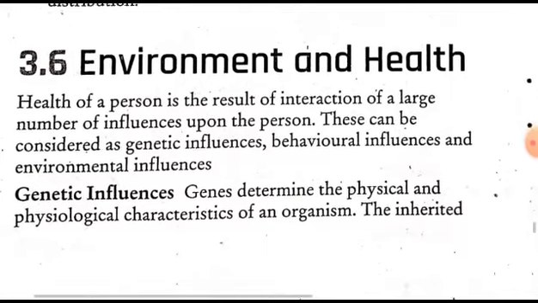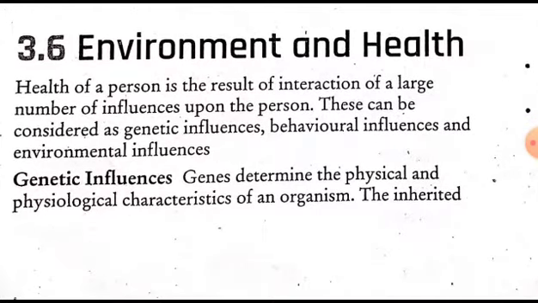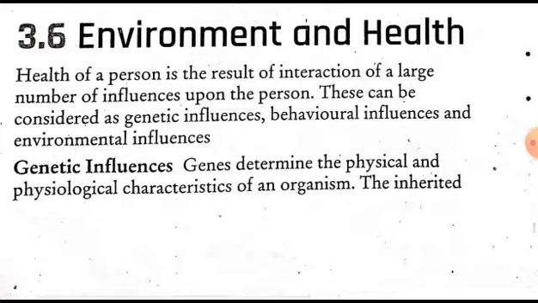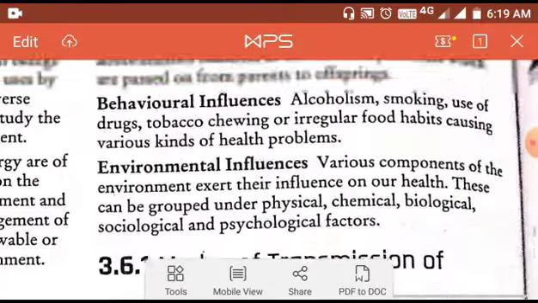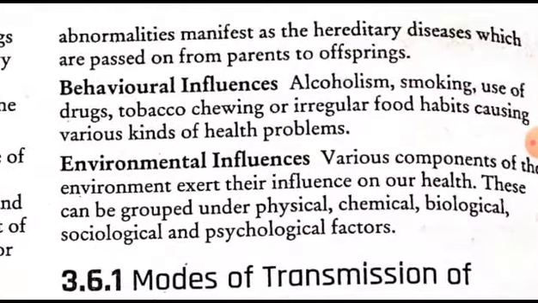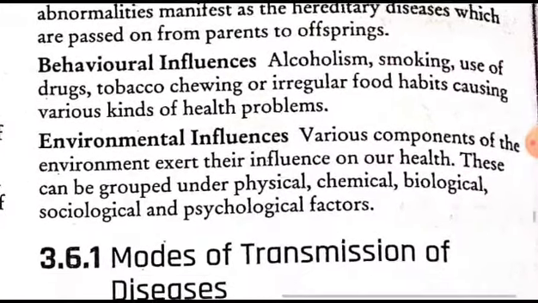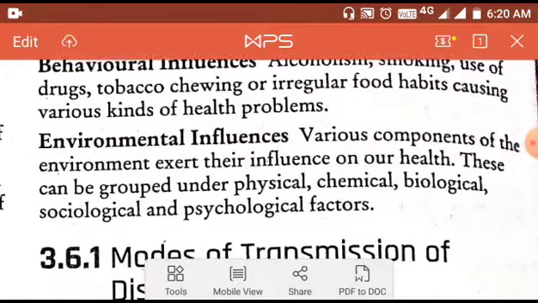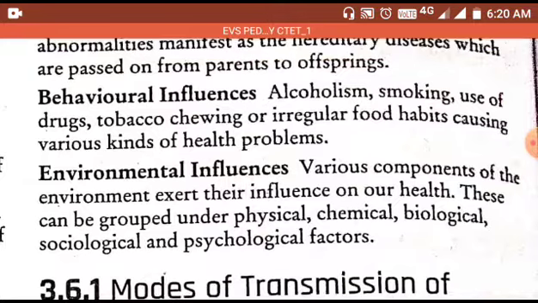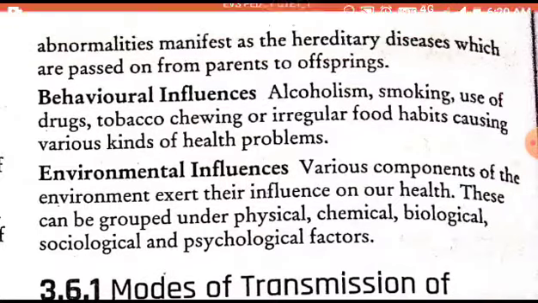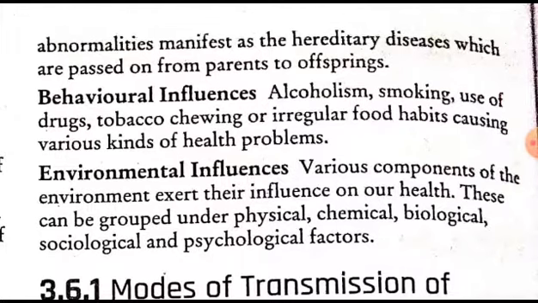Now 3.6, environment and health. The health of a person is the result of interaction of a large number of influences upon the person. These can be considered as genetic influences, behavioral influences and environmental influences. Genetic influences: genes determine the physical and psychological character of an organism. The inherited abnormalities manifest as hereditary diseases which are passed on from parents to offspring. Behavioral influences: alcoholism, smoking, and use of drugs, tobacco chewing, or irregular food habits cause various kinds of health problems.